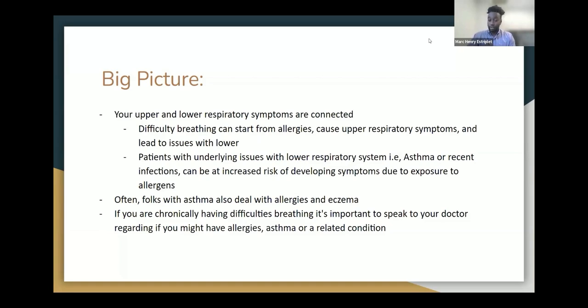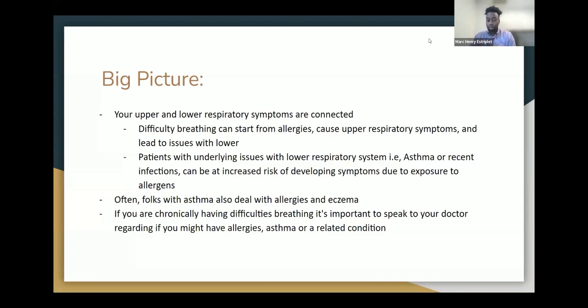Also, there can be difficulties in the lower respiratory system first. So with an infection from the flu or something along those lines, you can start having difficulties in the lower respiratory system first, and then your allergies or other elements from the upper system can make that worse as well. So it's a full component of this whole system working synergistically to make it more difficult to breathe.